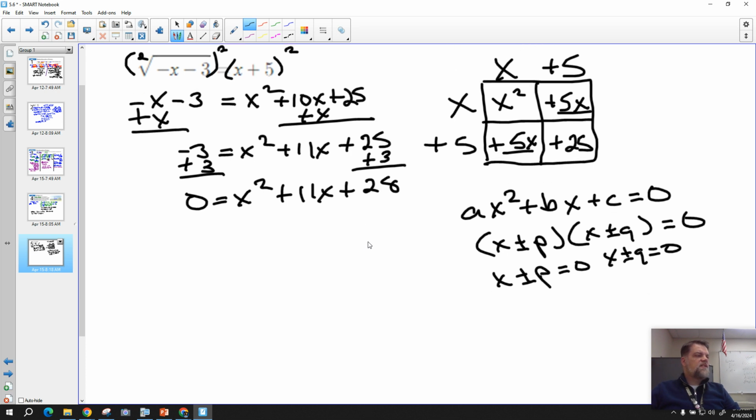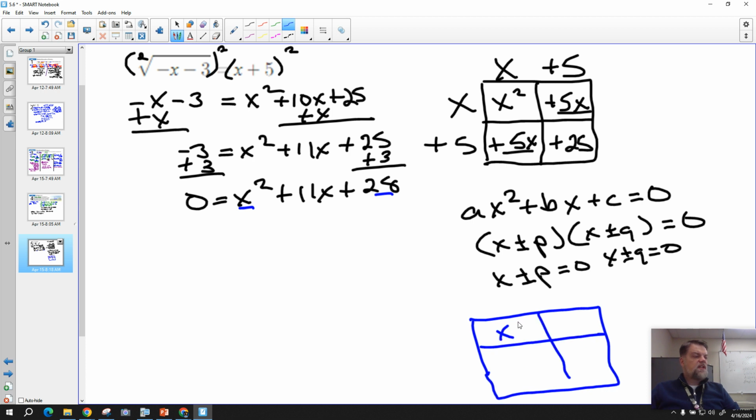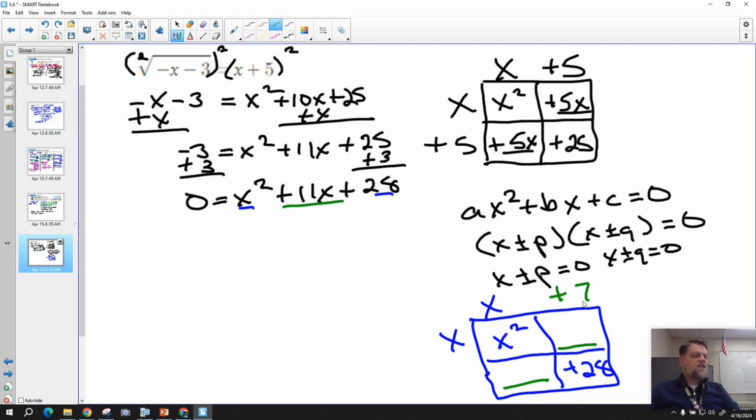So now to factor this, I need to think to myself, I'm going to take the first term and the last term. So I'm going to draw the grid. The first term is x squared. The last term is a positive 28. Well, x times x gives me x squared. Think of two numbers that I multiply together that give me 28, but also keep in mind that whatever I have in here and here has to add up to here. Well, positive 7 and positive 4, when you multiply them, they equal 28, right?